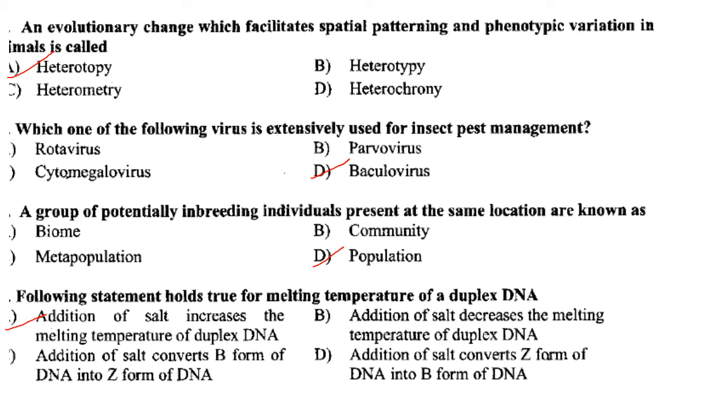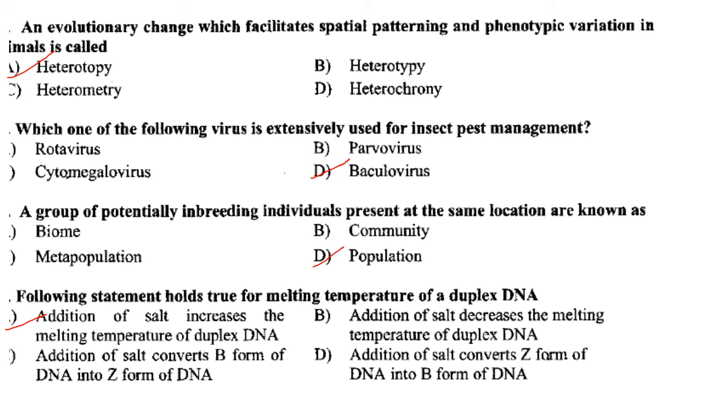So it is baculovirus that is used. Baculovirus infects insects. Then a group of potentially inbreeding individuals present at the same location is known as... This is called a population. Answer is option D. Following statement holds true for melting temperature of a duplex DNA.